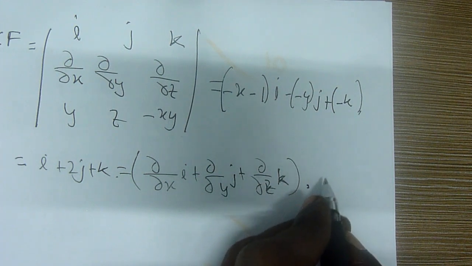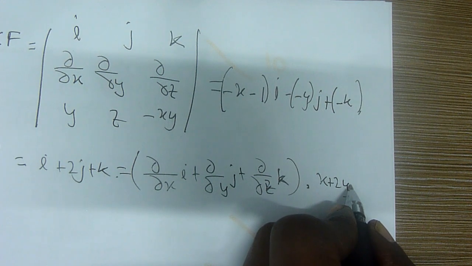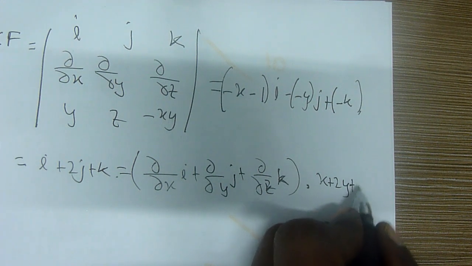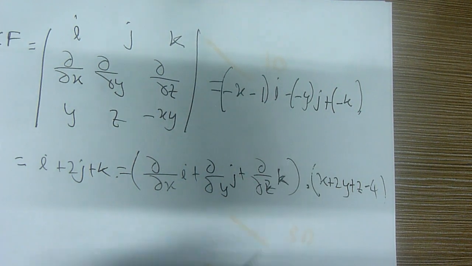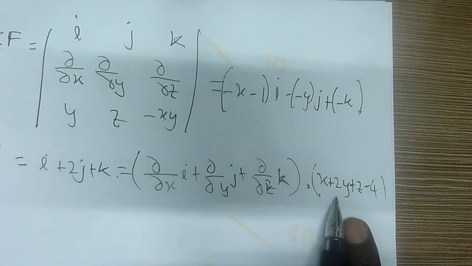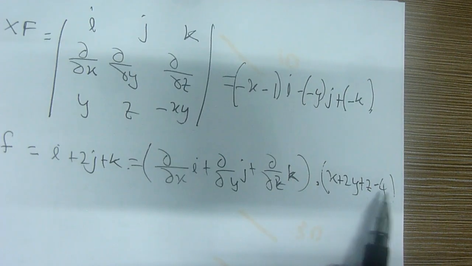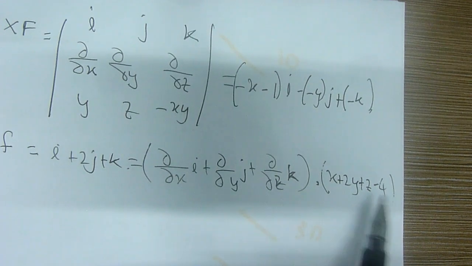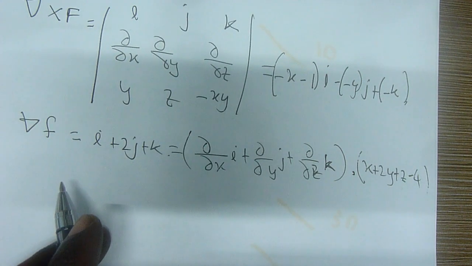Therefore I may say x plus 2y plus z minus 4. You carry this whole thing inside. You see, the first one you get an i, 2 you get a 2, k you get a 1. Can you see that? This one is negative, therefore you don't need to worry about that. Then del F, you got the logic here.